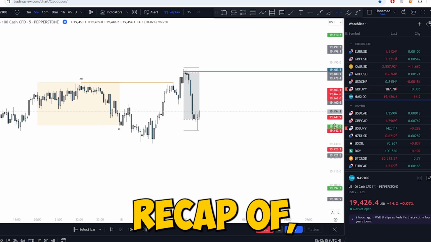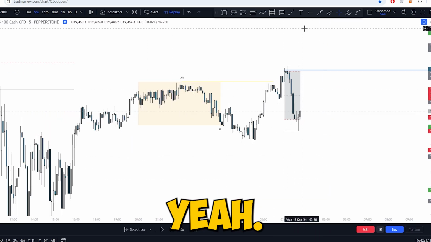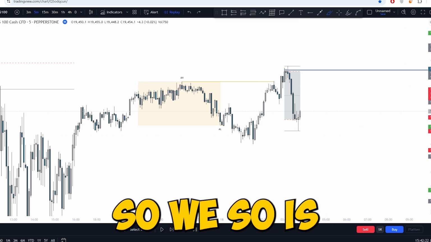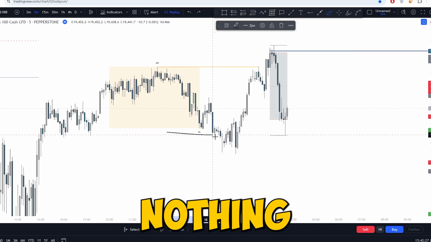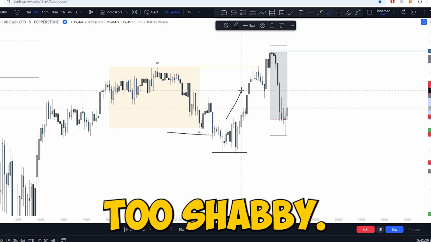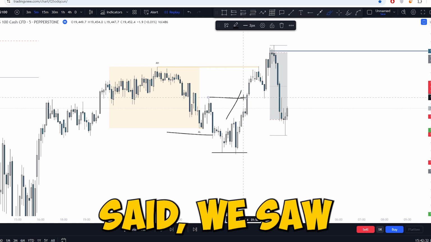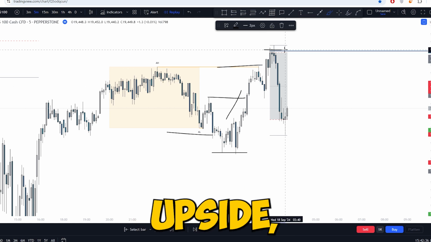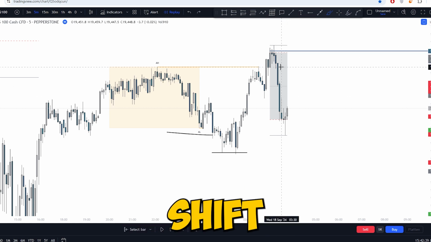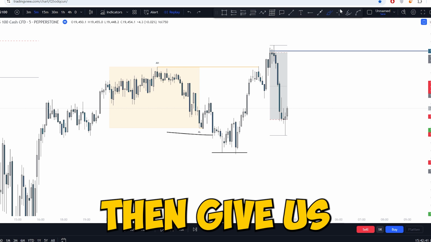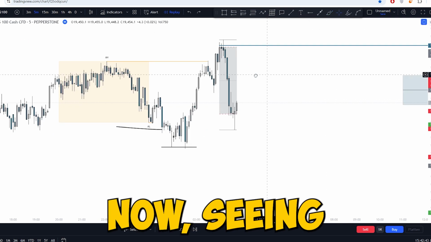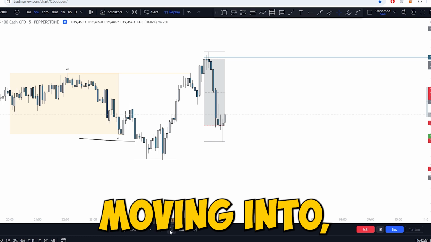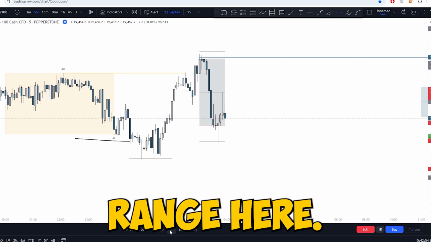So I'm going to do a quick recap of my last trade. Yeah, some interesting stuff today. So we saw Asia, nothing too fancy, nothing too shabby. Now with that said, we saw Asia lows being taken, liquidity, then price rally to the upside, giving us a clear market structure shift, and then from the high, then gave us a clear break of structure. Now seeing all that, I would say in control as we were moving into our opening range here.